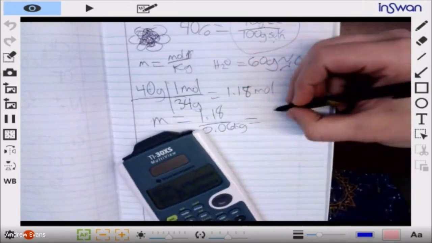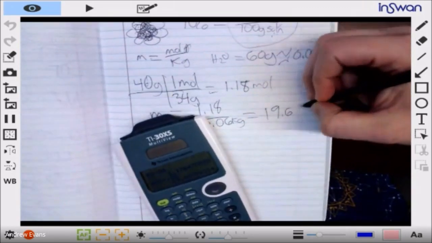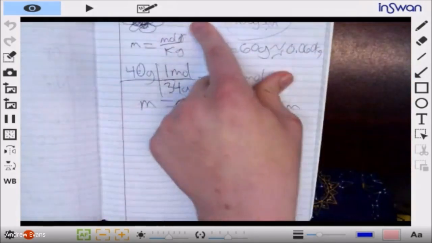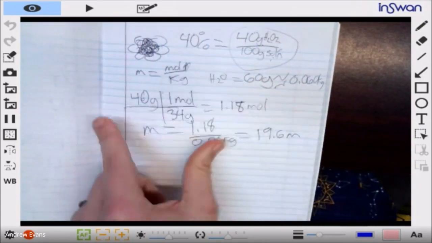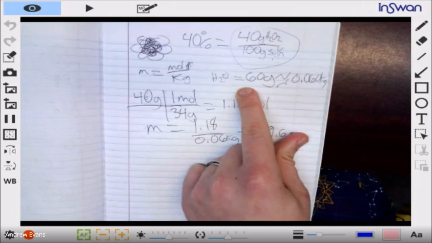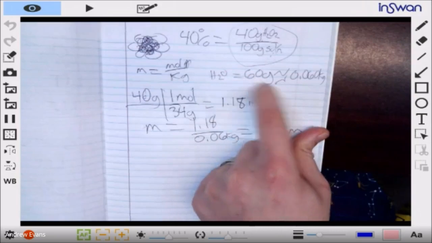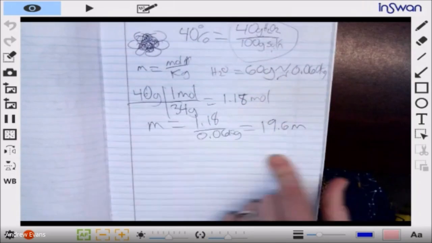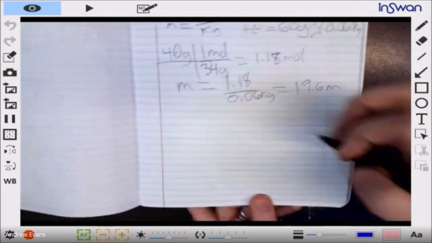All the work right here would be a sufficient amount of work to show you understand how to do this. I show how I turned that into moles. I might want to show that 100 minus 40 is equal to 60. But I stated that essentially the amount of water is 60. And then I showed the moles divided by that. So that would be enough work to get full credit for the molality. Now the molarity.